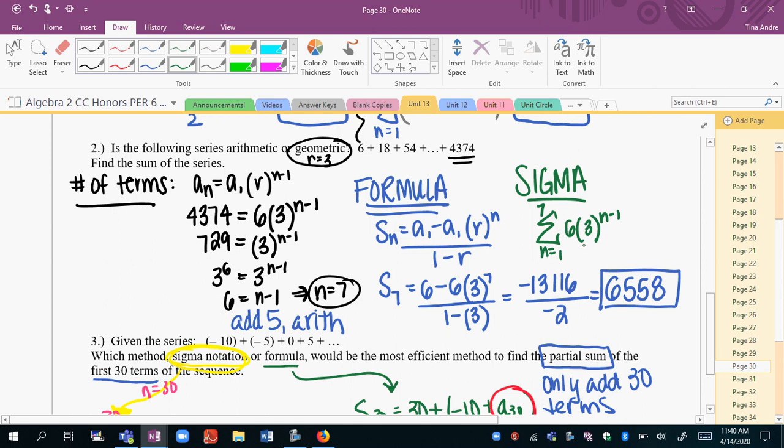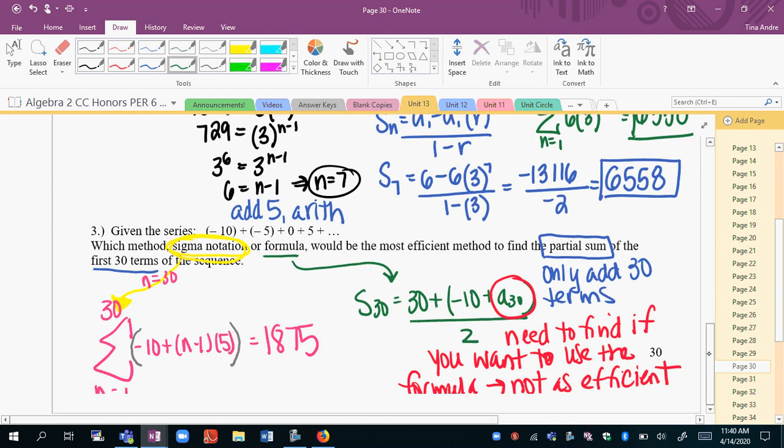This, again, I could do by hand. It would be manageable by hand because I have from 1 to 7. But I'm just going to type it into my calculator, and when I did that, I got 6,558. Again, same answer, different way of getting there. You have the option to pick which way you prefer. You don't have to do both methods. It's whatever one you prefer.